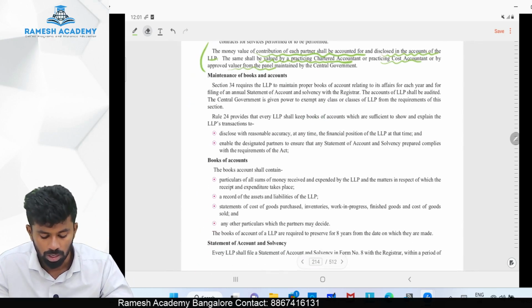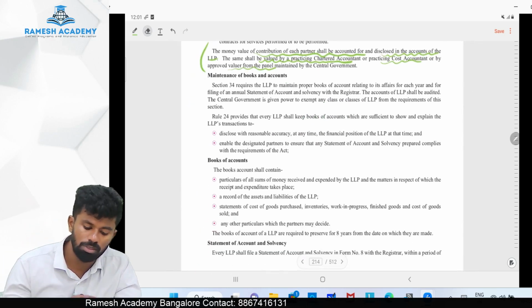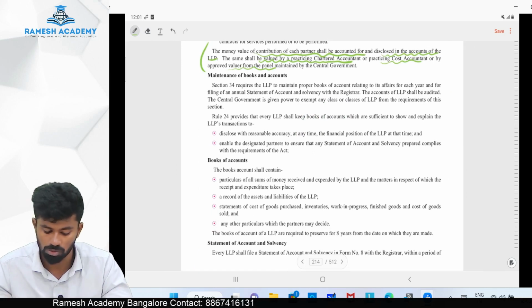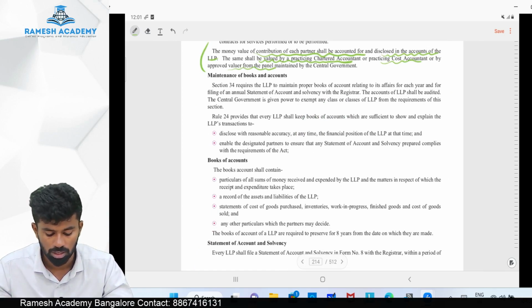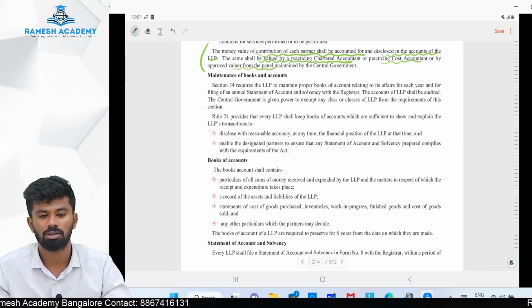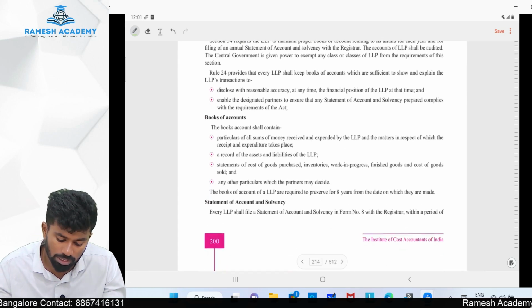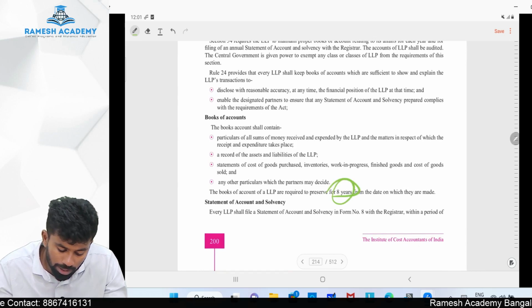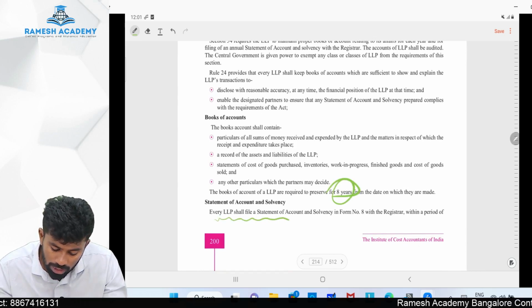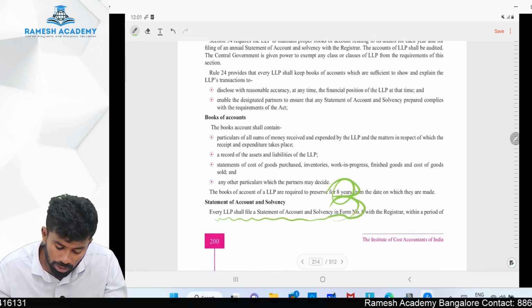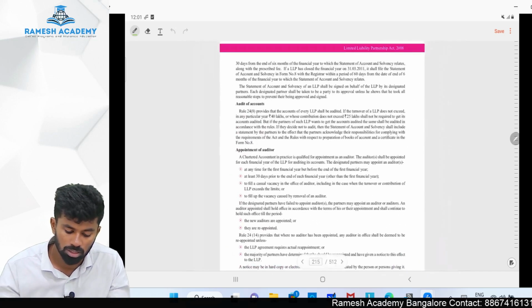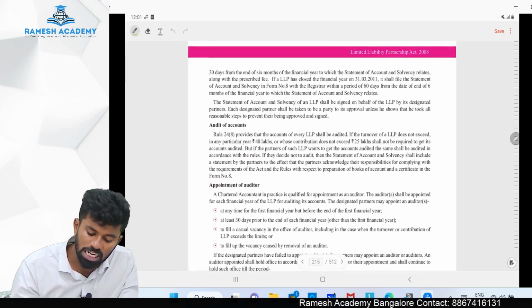Books of accounts. Every LLP shall maintain the books of accounts on accrual basis, with receipt of all money as well as money expended. These details have to be maintained for how many years? 8 years. The statement of accounts and solvency in the form number 8 shall be filed within a period of how many months? 30 days from the date of 6 months.